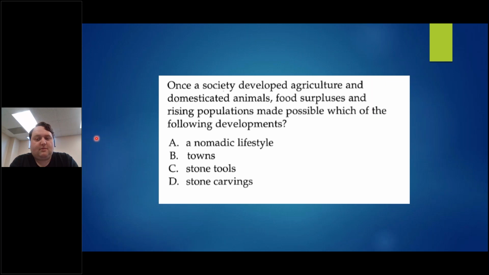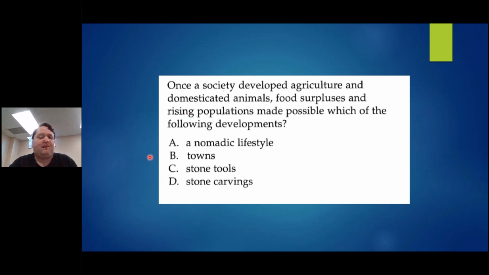B. Is it B? B, towns. Good. Excellent. Yep, B is correct. Good. Because being able to have and store food and domesticate animals allowed you to have these larger towns and cities that could have their own rules. Yeah, a nomadic lifestyle, that's moving around a lot, and that would actually be harder once you started doing these things because then you'd have more stuff to carry around. Good work.